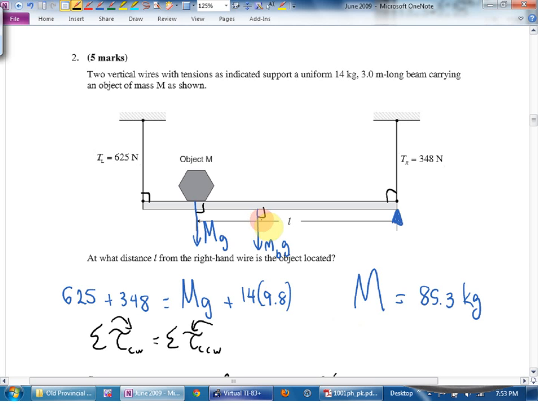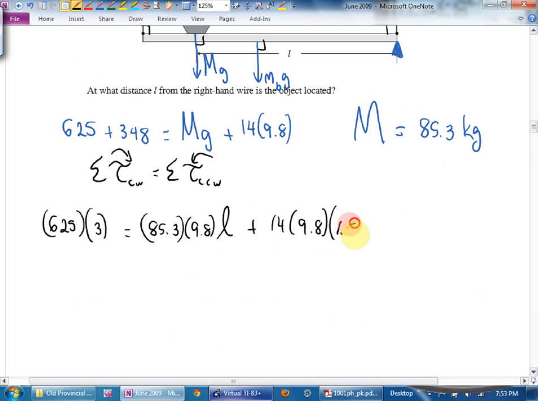Could you solve that for L? Yes. How? Minus this, right? And then divide by that, and we're done. You can do that, then I'm not going to bother.